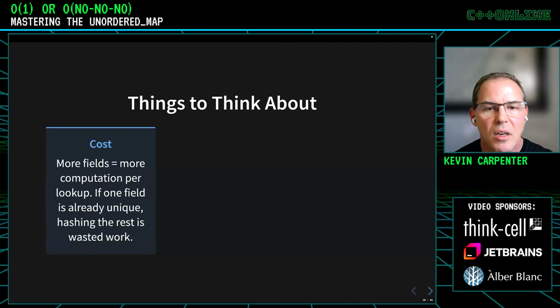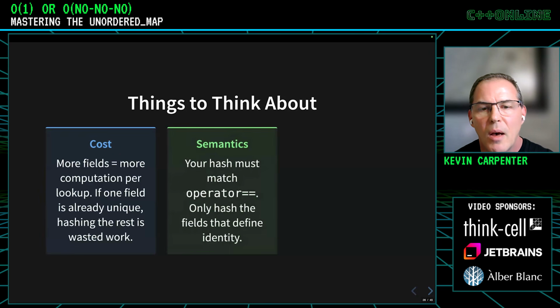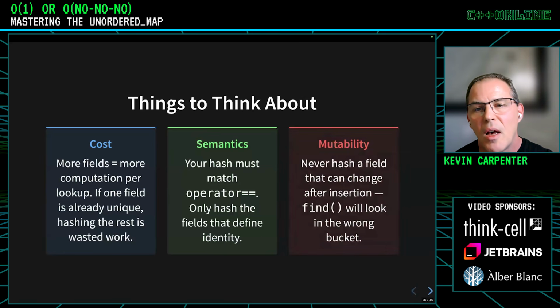because there is a cost to doing hashing. So your hash must match your operator equals, your equality operator. And so only hash fields that define identity. That's for certain. And mutability. Make sure you're not hashing a field that's going to change after insertion. Otherwise, find will look in the wrong bucket. And I will say that one bit me once, and that was a lot harder for me to find the first time that I was creating my own hash. You step through it and you find it, but I think I probably went in circles for an hour or so the first time I ran into that.